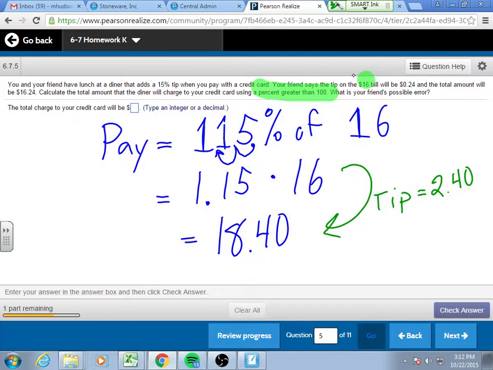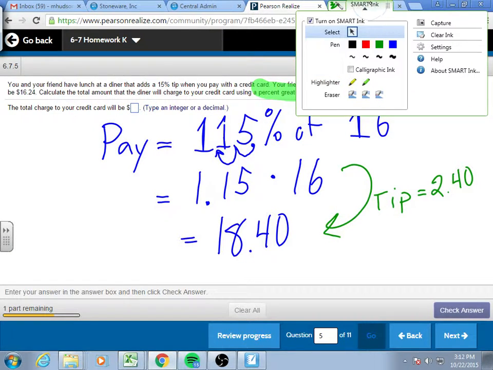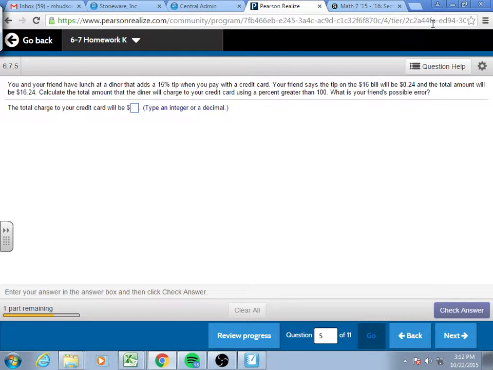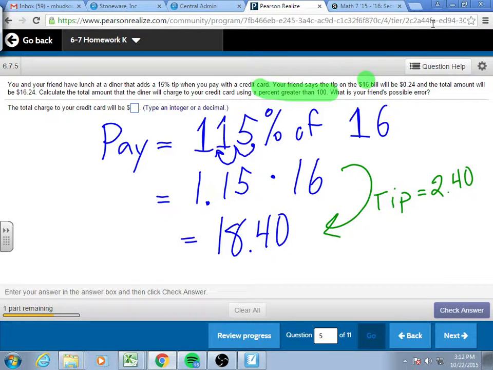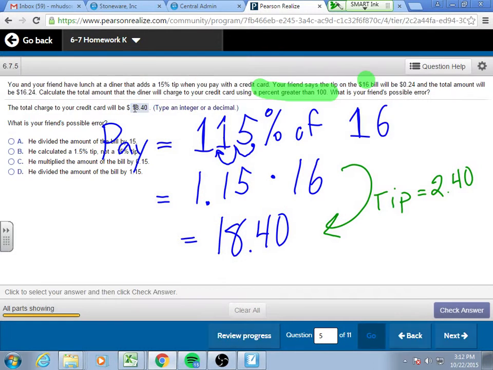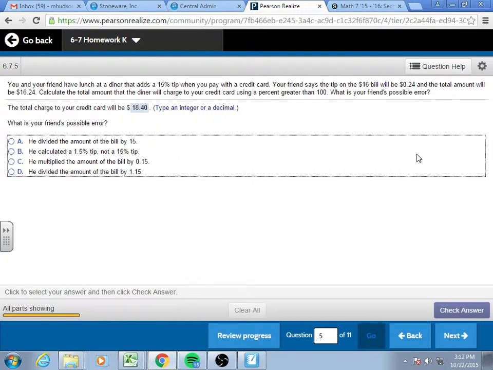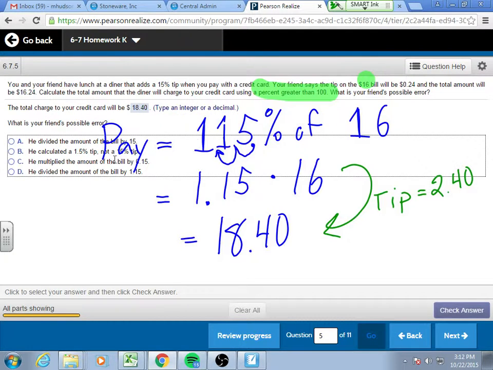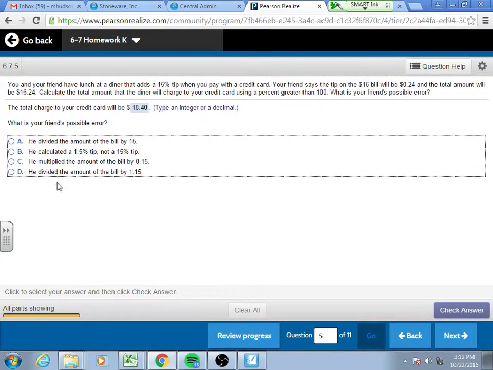So this one I'm going to capture, but I am going to type in the answer because there's a second part to the question of what your friend probably did wrong. So once we type in 18.40, we're then asked, what do we think our friend did? What did they do wrong? So, if I can get this to clear.